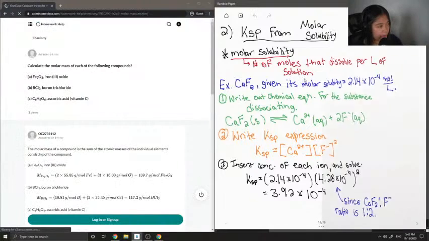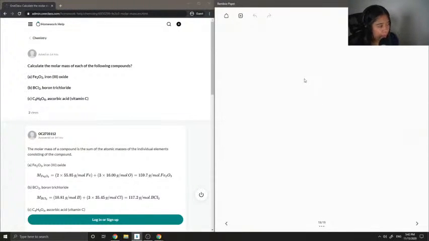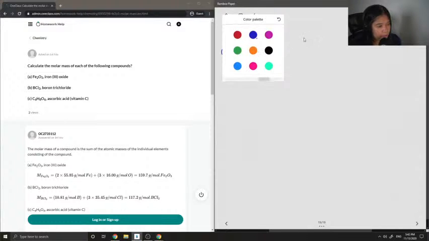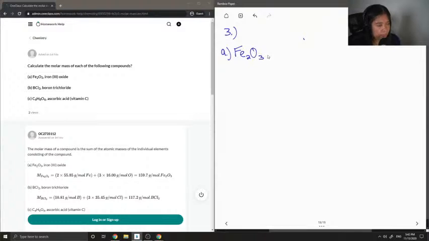Okay, so moving on to question number 3. Calculate the molar mass of each of the following compounds. So first we have iron 3 oxide. If the molar mass of iron is 55.85 grams per mole, which we can find on the periodic table, and the molar mass of oxygen is 15.99 grams per mole.